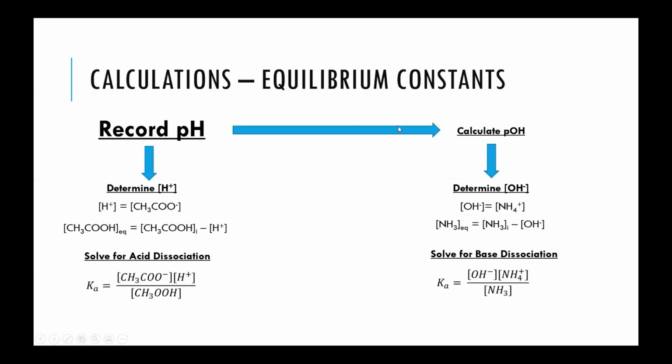From the pH value, you can also calculate a pOH, and this is where you'll be solving for the Kb of the ammonia solution. So for the ammonia solution, you're looking at the pOH and then determining the concentration of hydroxide itself, the concentration of base, and then using the balanced chemical equation, the concentration of hydroxide will equal the concentration of ammonium, and the equilibrium concentration of ammonia will equal that initial concentration of ammonia minus the concentration of base. So from those values, you can then determine the Kb for the ammonia solution.